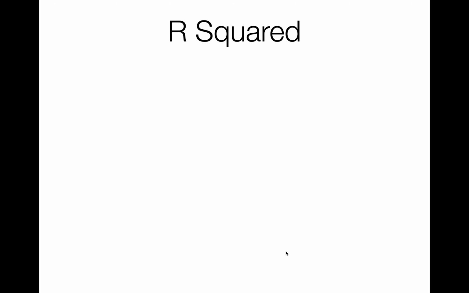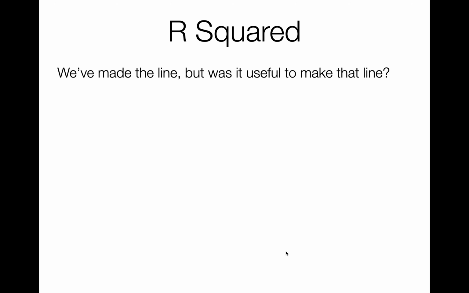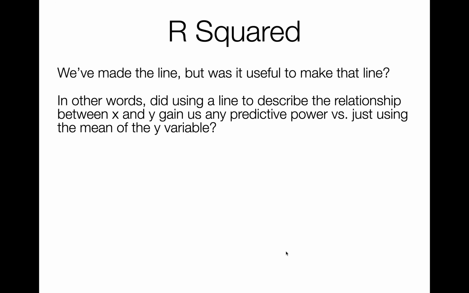Well, that's a big question, and there are ways that we can assess whether or not it was worthwhile to do. And the way that we'll talk about here is called r squared. Okay? R squared. We made the line, but was it useful? In other words, and this is maybe a better rephrasing, did using a line to describe the relationship between x and y gain us any predictive power? Like, can I predict the values of y better now that I'm using this line versus just guessing?